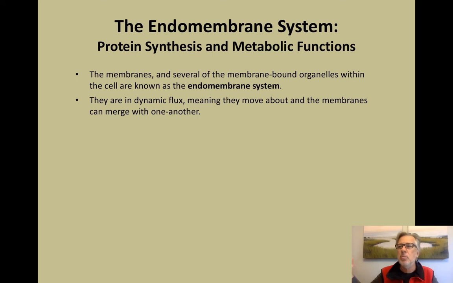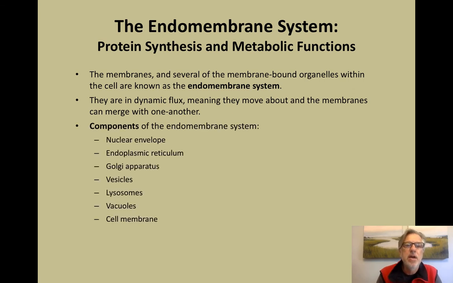So imagine having the walls of your room being flexible enough so that they could expand and contract, or if you wanted to move one room to another place, you could, and it would just merge seamlessly. That's what the membrane is like. The components of the endomembrane system include the nuclear envelope, the endoplasmic reticulum, which we are going to discuss today, and then these other things which we will discuss in the next talk: the Golgi apparatus, the vesicles, the lysosomes, the vacuoles, and the cell membrane.